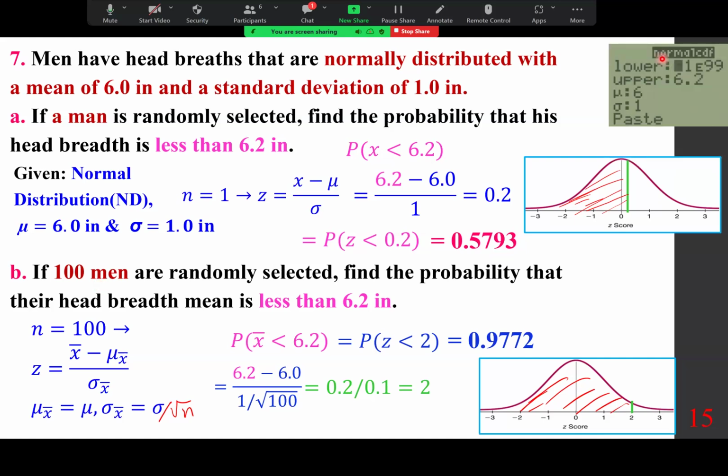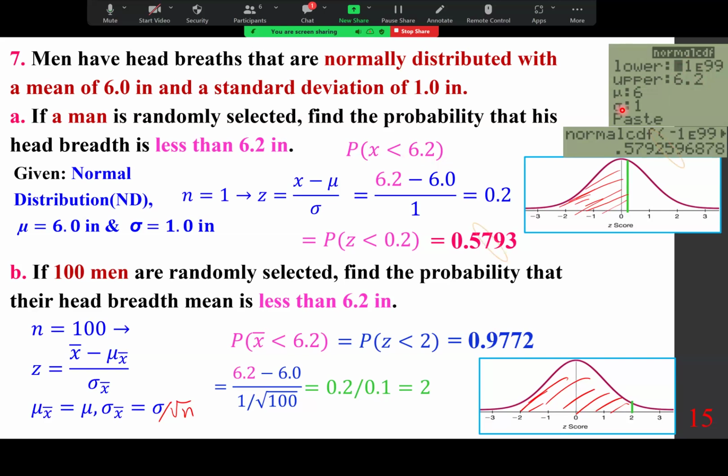So normal CDF, the lower value, they pick this number. I hope you remember I said for the lower value, you can even use -1,000, even -100. Now this means -1E99, that's exponential, that's scientific notation. That means times 10 to the power of 99. That means -1 with 99 zeros. The upper value is 6.2, and mu is 6 with sigma being 1.